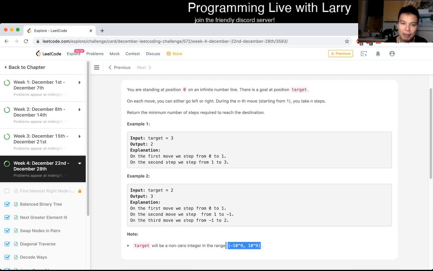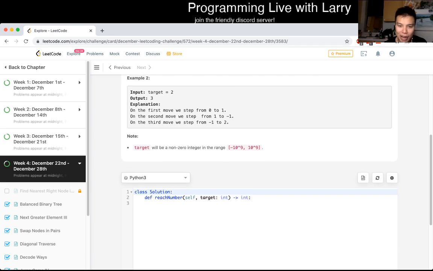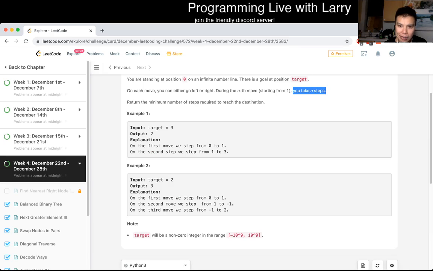But for this problem, the key thing to notice is that you have to take n steps either to the left or to the right, which means you're given some x and you add n, or you subtract n, which means that there may be some sort of structure that you can take advantage of, right? And that's what we're going to try to figure out.